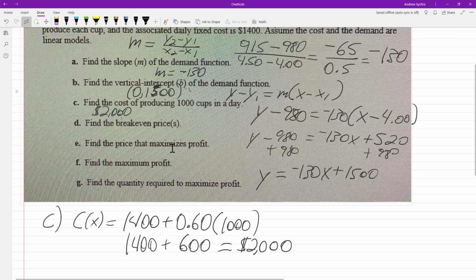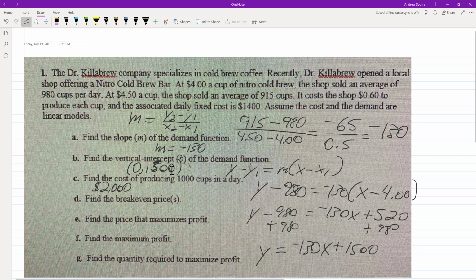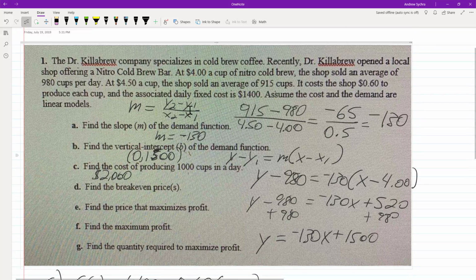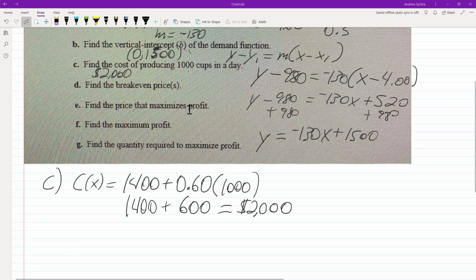All right, so we want to find the break-even point. That means our cost is going to equal the amount we bring in. So what we'll do here is we sell each cup for $4.50. All right, so we want to find the break-even function now.